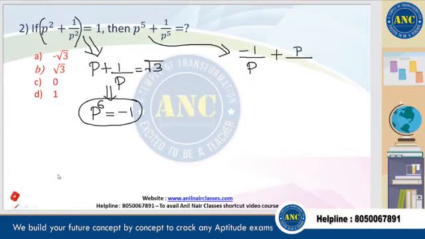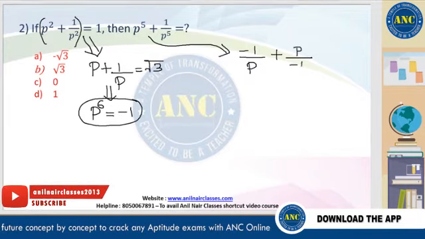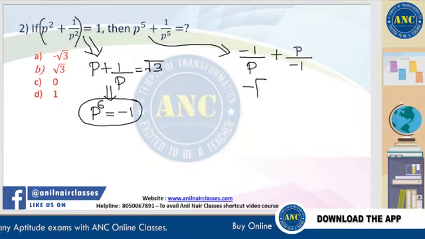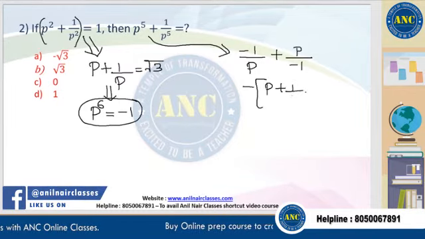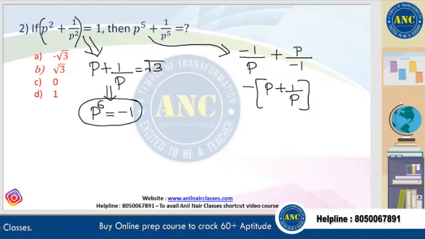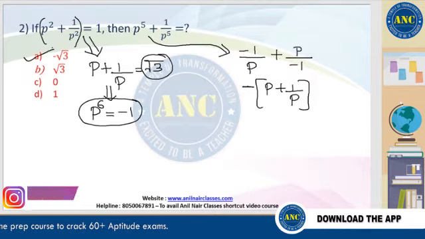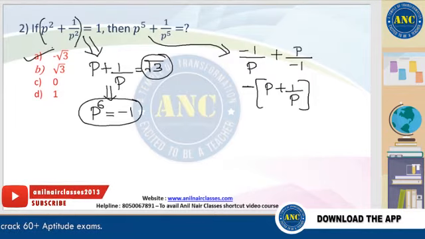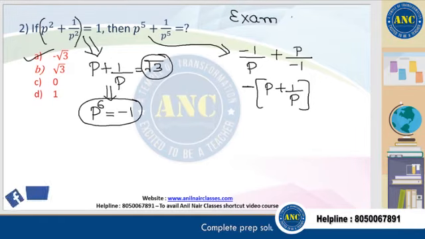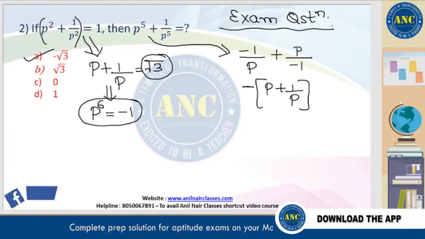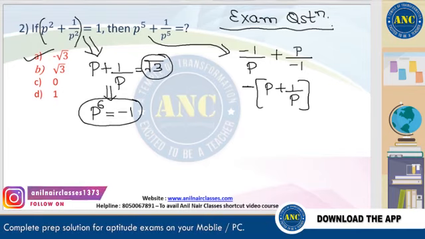Let me directly substitute, sir, instead of writing again and again. That means this is minus 1 by p minus p, minus common factor, p plus 1 by p, and we know directly the value of p plus 1 by p as root 3, and with the negative sign the answer becomes minus root 3. These are all very easy questions, and trust me, this was your previous exam question. The question was damn easy in your examination paper also. I hope the idea is clear.